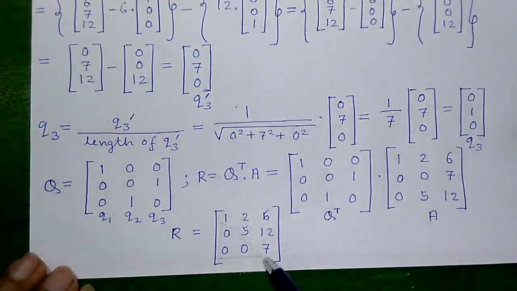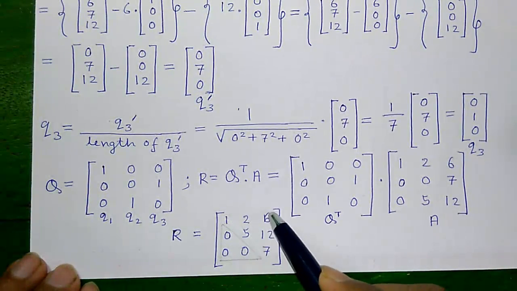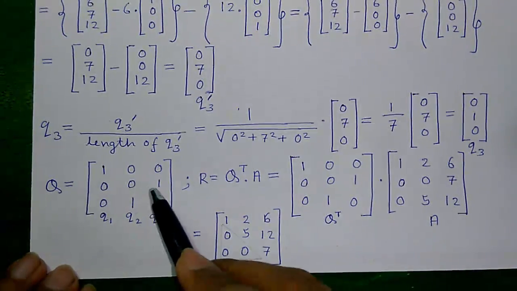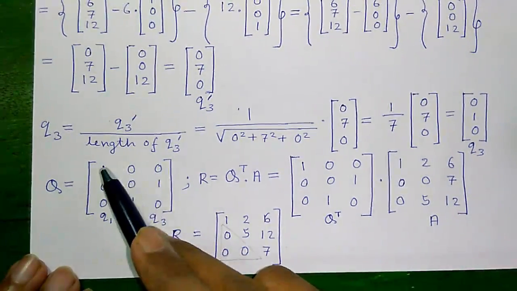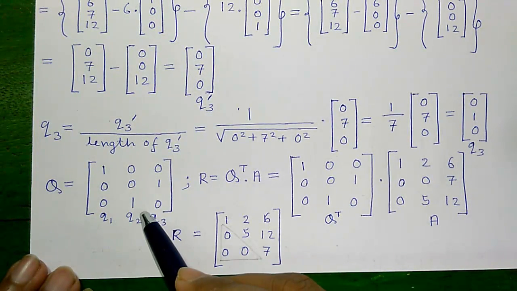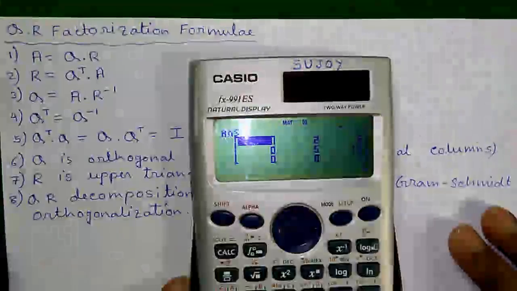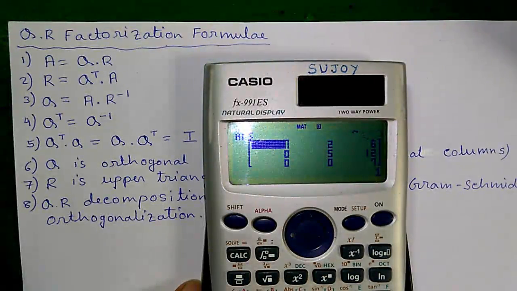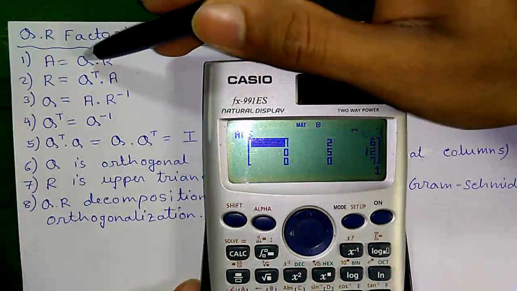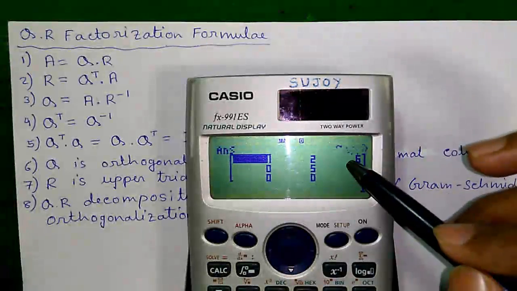Here matrix R is an upper triangular matrix. That means values are there in the upper triangle and lower triangular values are 0. And Q is an orthogonal matrix. And all the columns of Q are the orthonormal columns. That means they are linearly independent of each other. Now some properties of QR factorization. Property number 1, matrix A is equals to matrix Q into matrix R. So this is our matrix R, which is stored at matrix answer.